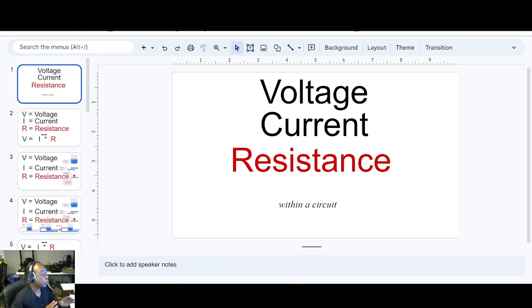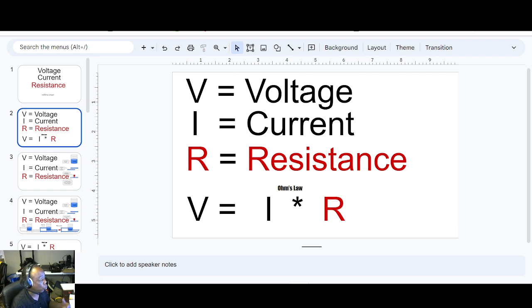Okay, let's talk about voltage, current, and resistance within a circuit. Now, the voltage we're going to label as the letter V. The current we're going to label as the letter I, and resistance we'll label as the letter R. And Ohm's law says the relationship between these three is that voltage comes from the product of I and R, or should I say, voltage comes from multiplying the current and the resistance.